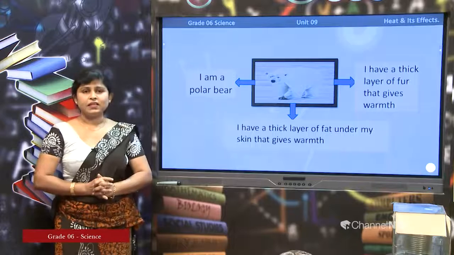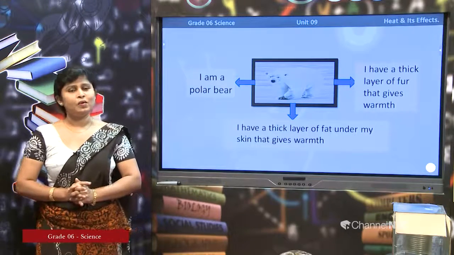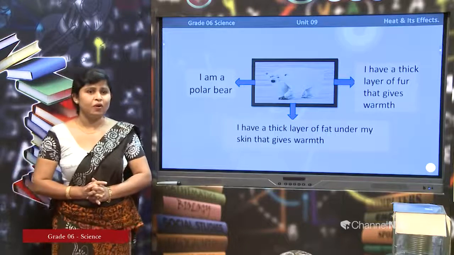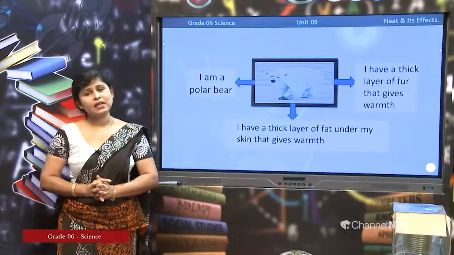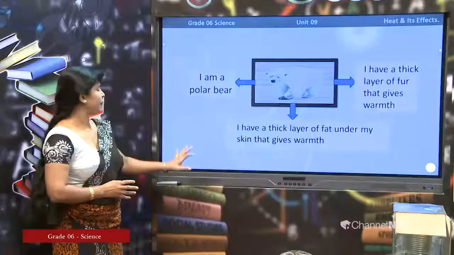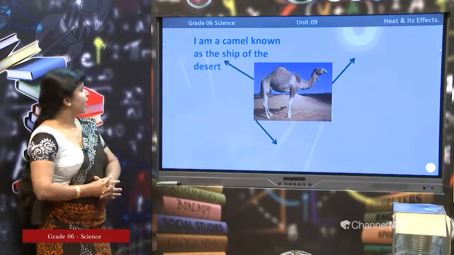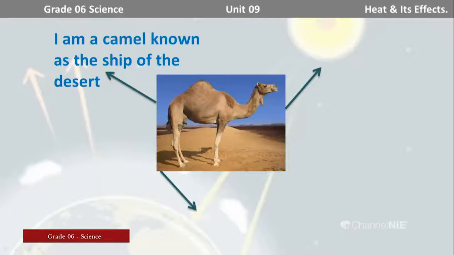Now, let's see, there is a different story told by the camel. The polar bear is living in an extreme cold climate, but the camel is living in an extreme hot climate. The story of the camel is totally different from the story of the polar bear. Let's see. I am a camel, known as the ship of the desert. You know that the camel is known as the ship of the desert.